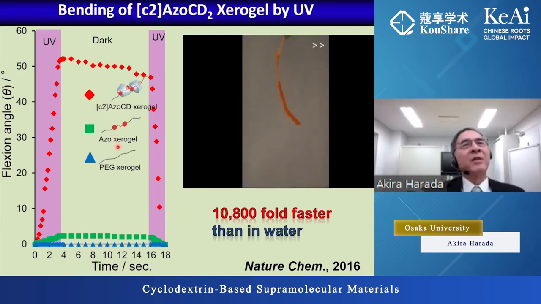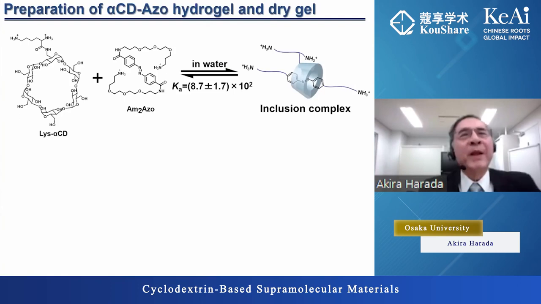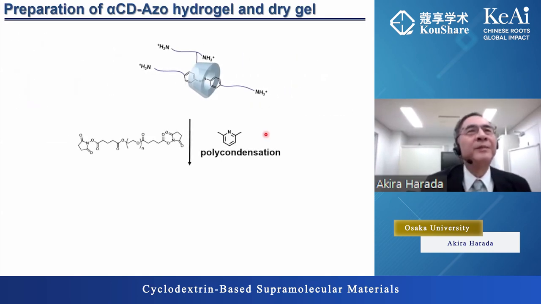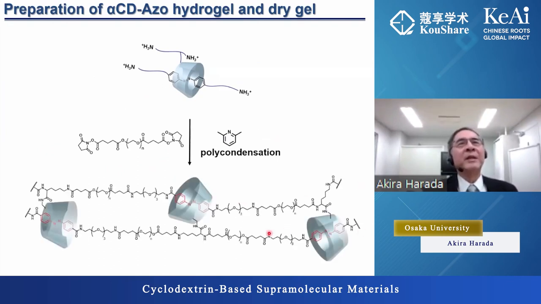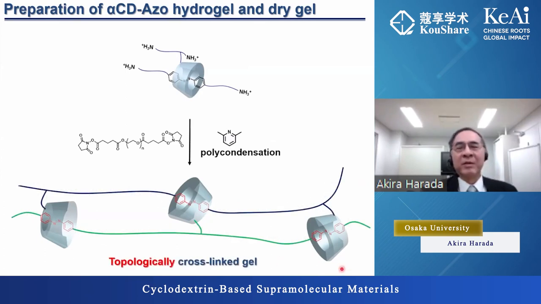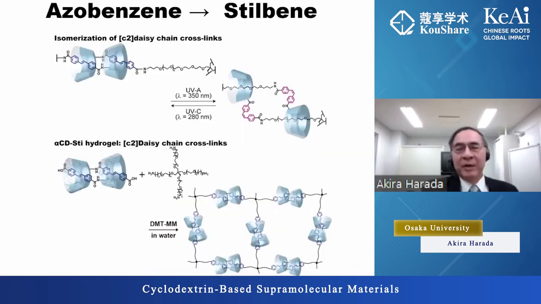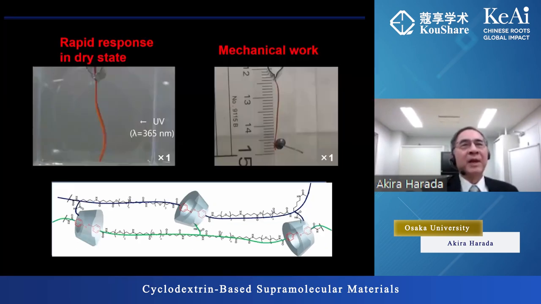This is 10,800 times faster than in water here. Please watch here, okay? So we prepared the topological cross-linking gels by the condensation reaction between azobenzene and the cyclodextrin amines and the polyethylene glycol acids right here. These gels are mechanically cross-linked materials, as shown here. Okay, topological cross-linked gels. What happened? Okay. I'm sorry that I skipped one slide here.